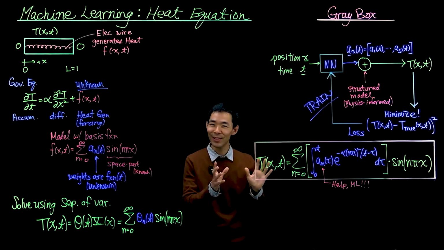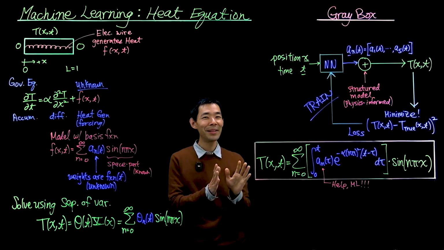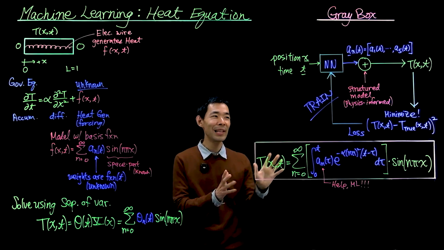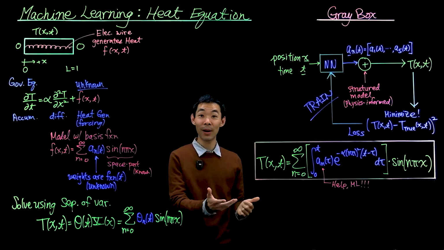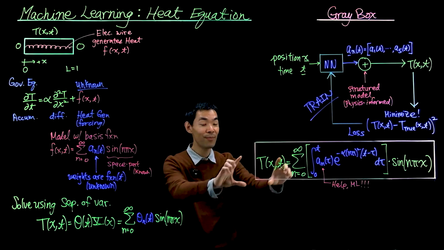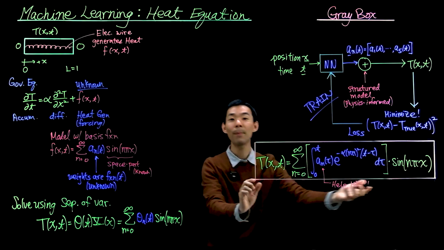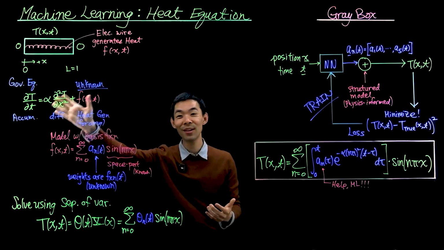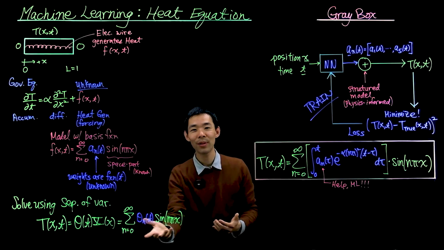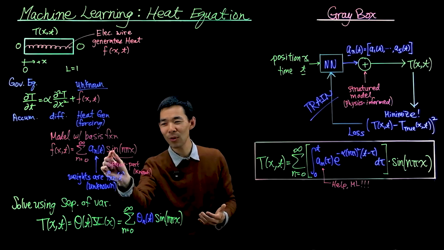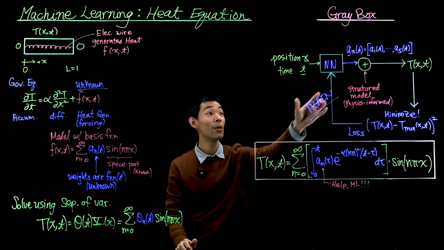So I hope you can see the picture. This is a physics-informed or gray box model where we've put a lot of mathematical structure based upon our knowledge of the heat equation. We know how to use separation of variables, but there's a term in there that's really hard to solve. No problem.